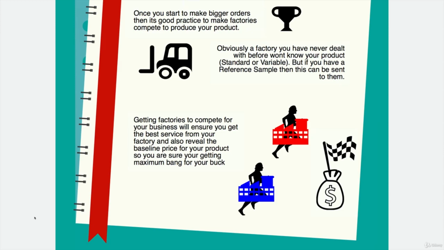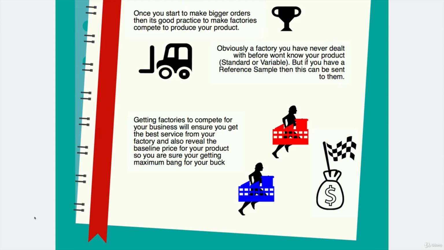Obviously, a factory you've never dealt with before won't know your product, standard or variable. But if you have a reference sample, then it can be sent to them. It just makes things much easier. You've got the sample, that was what you agreed on with your initial factory. You've been selling a lot, but you feel like you've not found the base price for your product, and you probably could trim things down and make things easier.